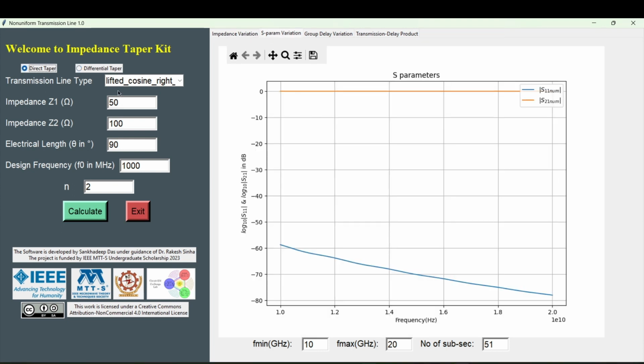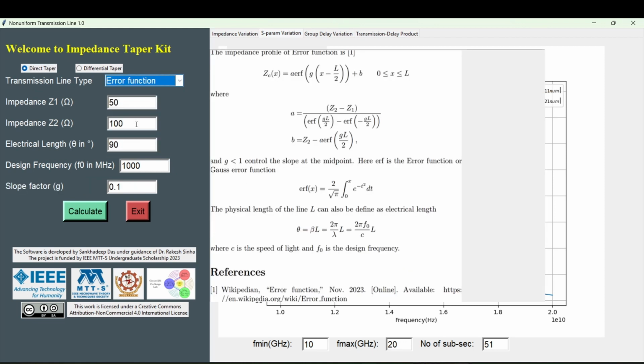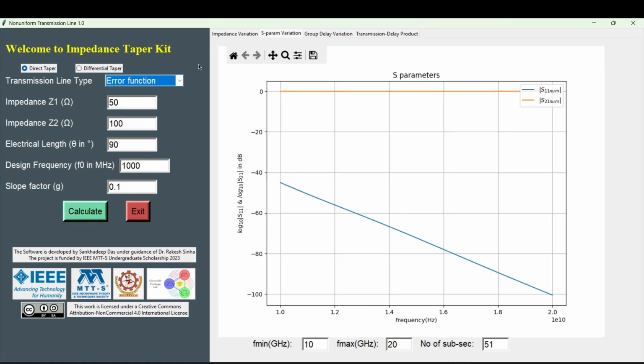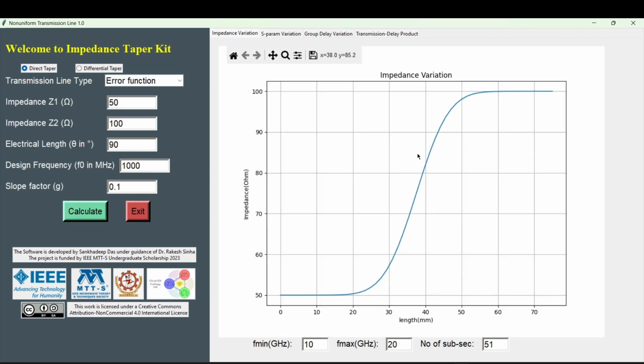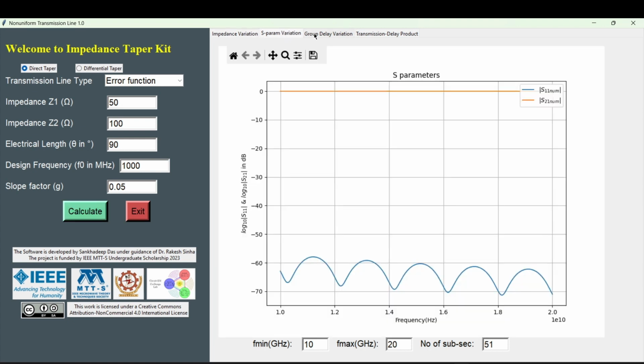In direct taper, there is error function. There is a factor, slope factor. We can vary the slope at the midpoint. Like this is the impedance variation. This is the slope for 0.1. Can change this like 0.2. The new slope will be changed. So we can change this to like 0.05 also, less than 0.1. The slope will be less. Then new parameters will be changed.